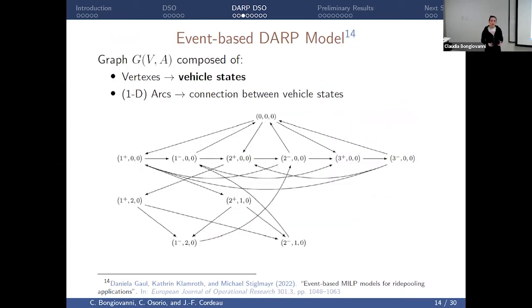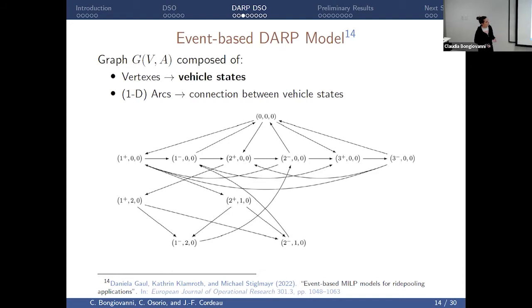While I was reviewing the literature, I noticed a very recent paper in which the authors propose a new way to describe the graph for ride-sharing operations, so for a dial-a-ride. In this work, they completely rethink the graph. All of a sudden the vertices are not pick-up and drop-off locations, not locations of people, but states of the vehicles.